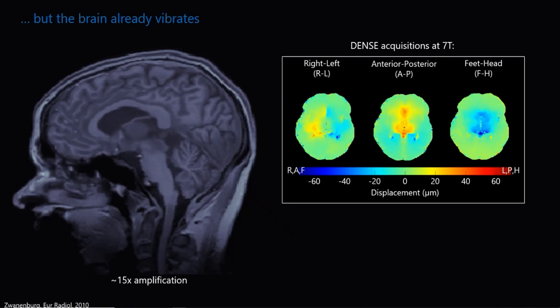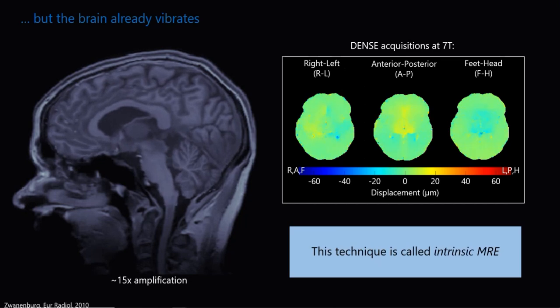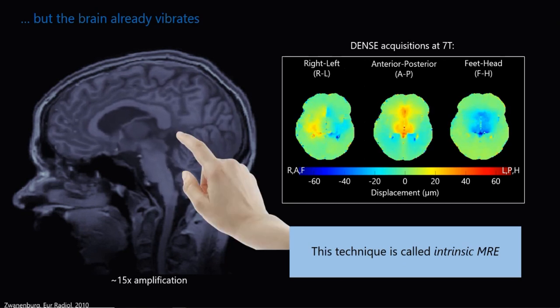So I know Jaakko showed these figures before, but here you can see how the brain displaces over the cardiac cycle in the right, left, anterior, posterior, and feet-head direction. And you can see that it's really on the micrometer scale. And using this to then do the MRE technique is called intrinsic MRE. An intuitive way to think about it is that the heart kind of pushes onto the tissue and the scanner feels the tissue pushing back on it. So it kind of becomes some sort of 3D palpation of the entire brain at once.